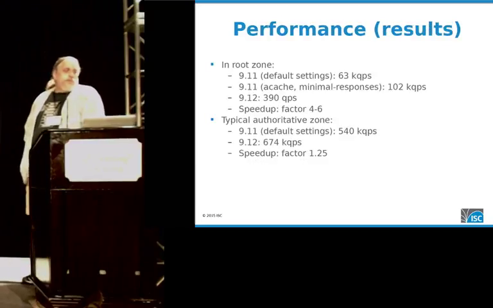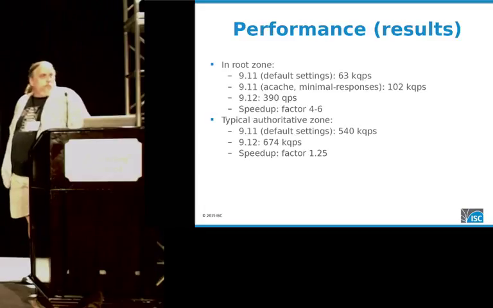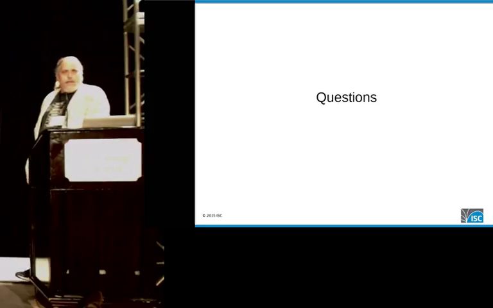And the results that we've seen so far, when serving the root zone, we measure about 63,000 queries per second in 9.11. You turn on Acache and minimal responses, you get a little over 100,000. In 9.12, with default settings, we're seeing 390,000. And in a typical authoritative zone, the speedup is about 540,000 to 674,000, a smaller speedup factor, but it's still not shabby. And that covers it for me.